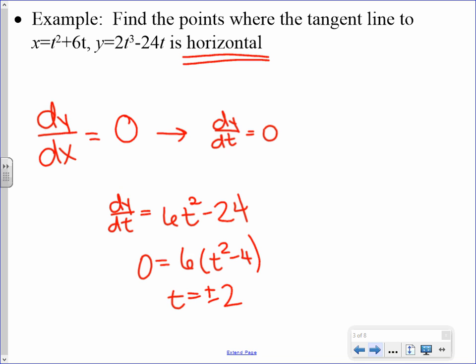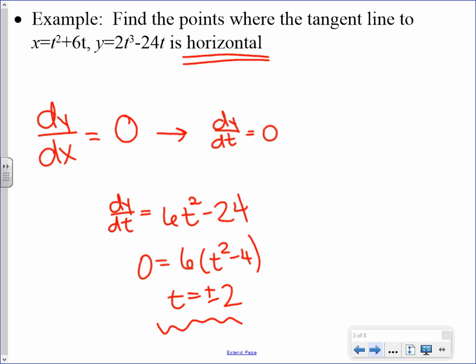Okay, dx/dt, you don't technically need to show the work, but you need to consider it. dx/dt would be 2t plus 6. Does 2 or negative 2 make dx/dt 0? No, it doesn't. So we don't have to worry about this curve being not smooth. We have horizontal tangent lines when t is plus or minus 2.